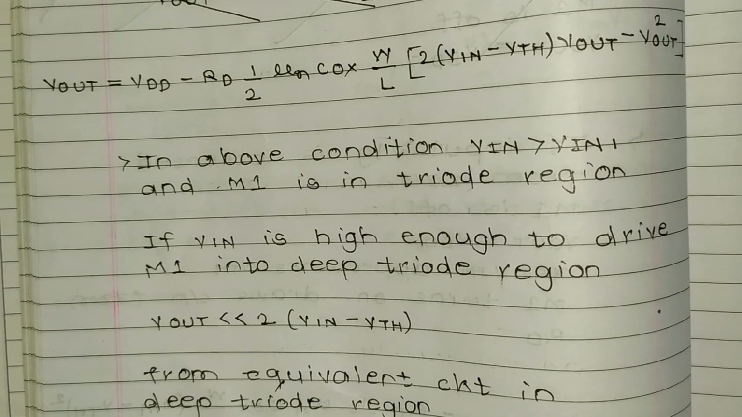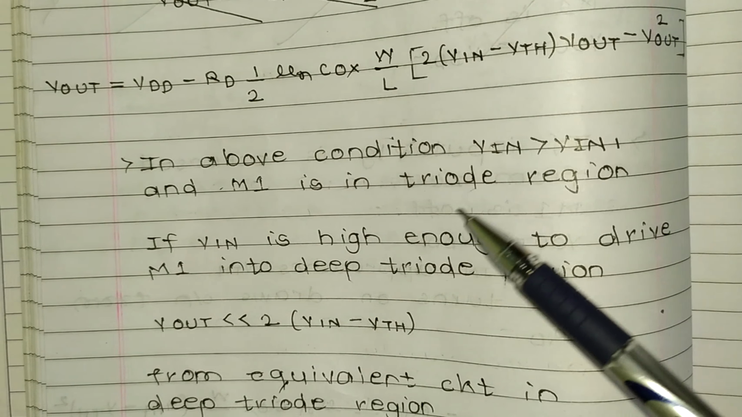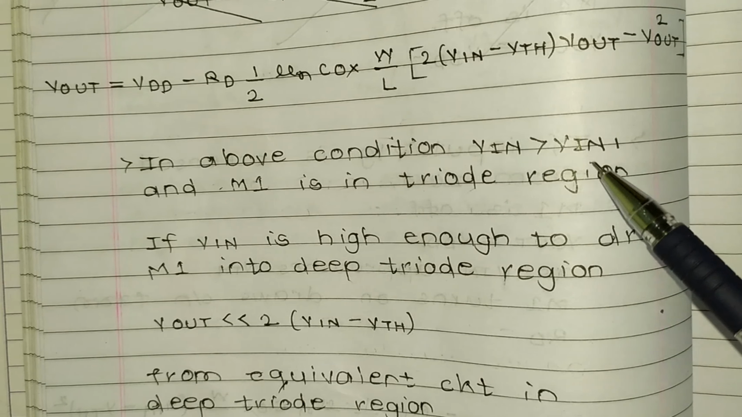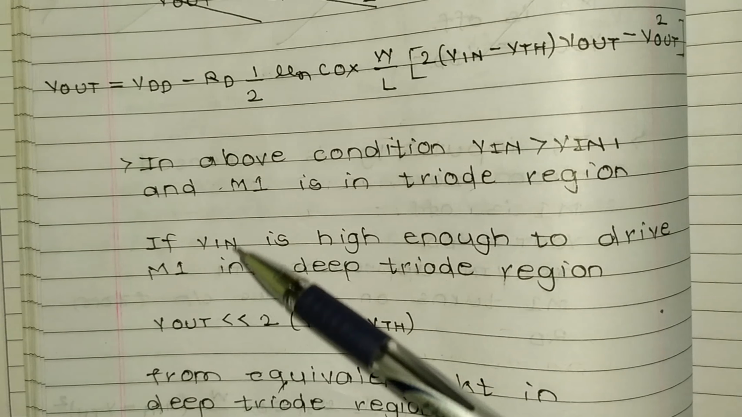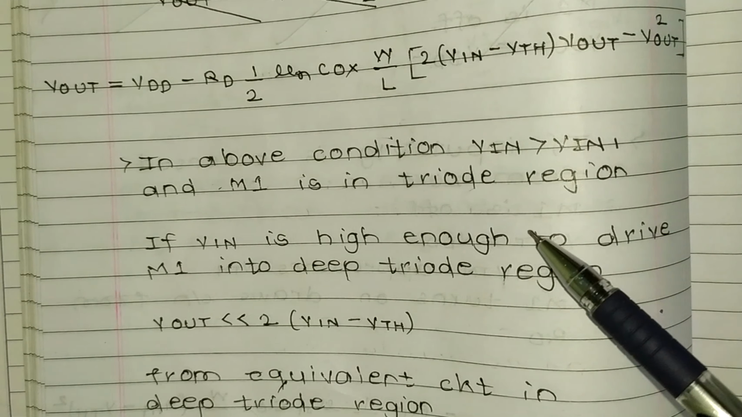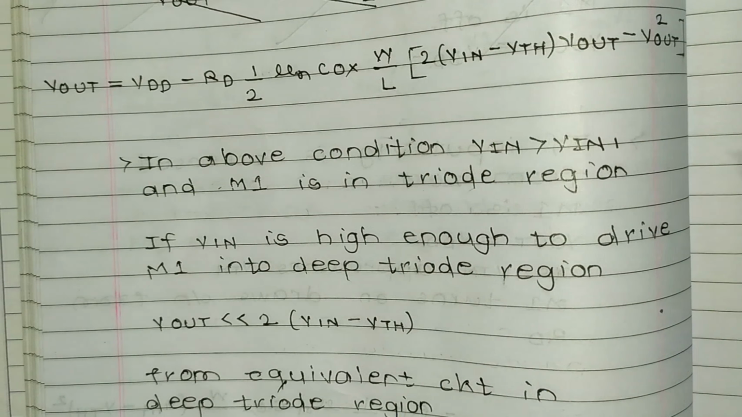Now this equation is the condition for the triode region. In this equation, Vin is greater than Vin1 and M1 is in the triode region. So M1 goes into the triode region and this equation is used for that. We will see this in the graph.